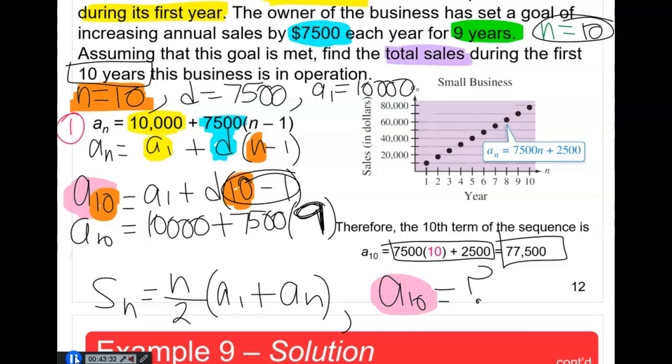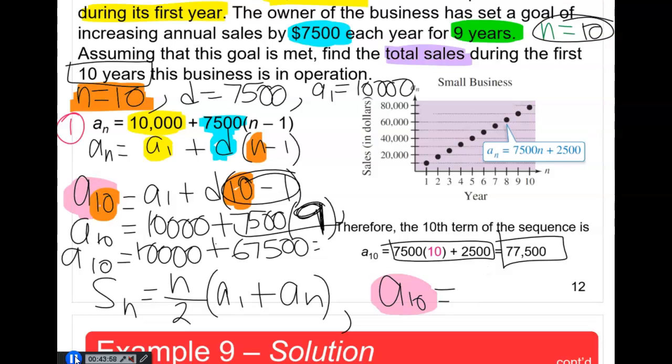So if I simplify this expression, the 10th term is going to be 10,000, of course, plus the product of this 7,500 times 9, which is 67,500. And so if we add those two numbers, we will actually get what we were looking for, which is 77,500, which is the same answer that we have here. However, here it looks written a little different. So I'm going to show you how they got to that part.